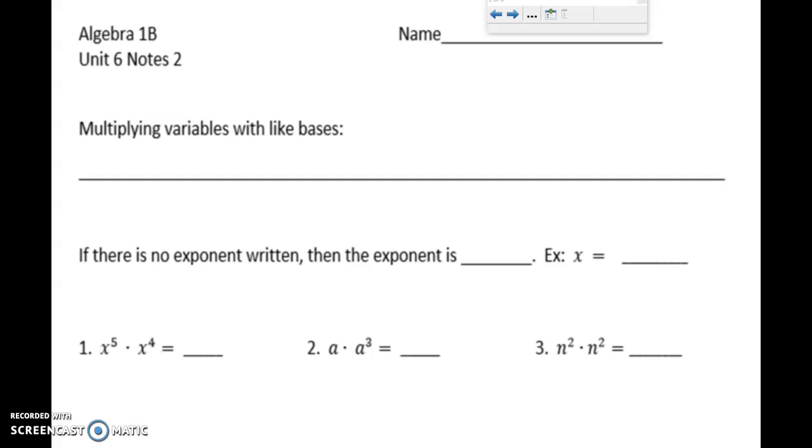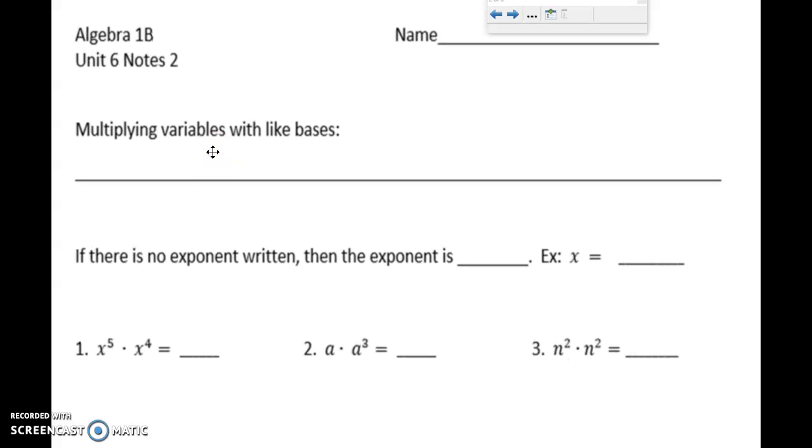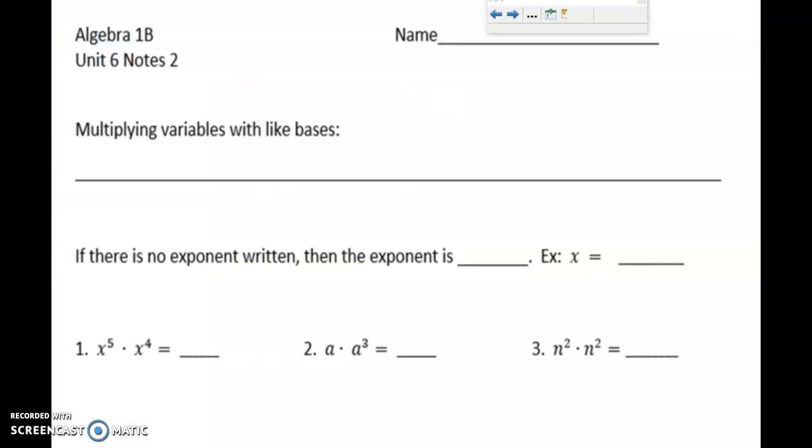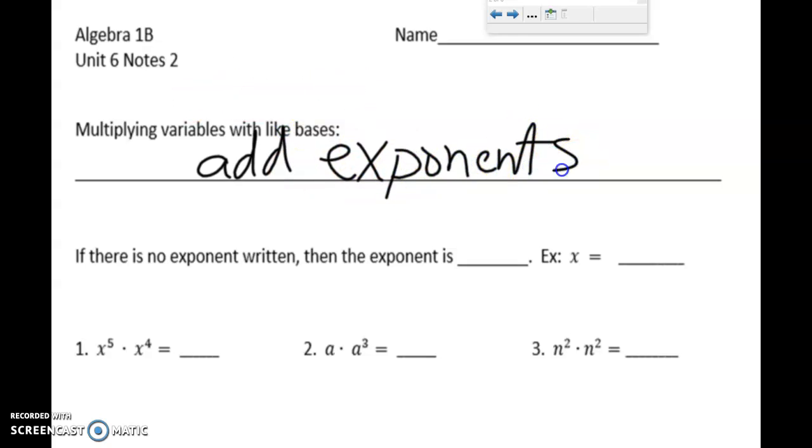So notes number 2 was talking about our rules for when we have like bases. When we're multiplying variables with like bases, we need to, of course, add the exponents. Okay? So we're going to add exponents when we have the same letter, and as long as the base is the same, it's totally fine because we're just kind of grouping things together.